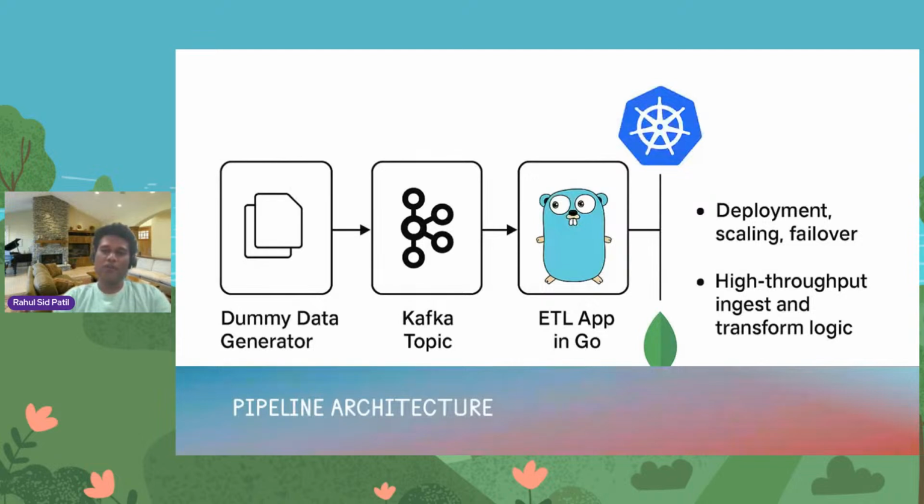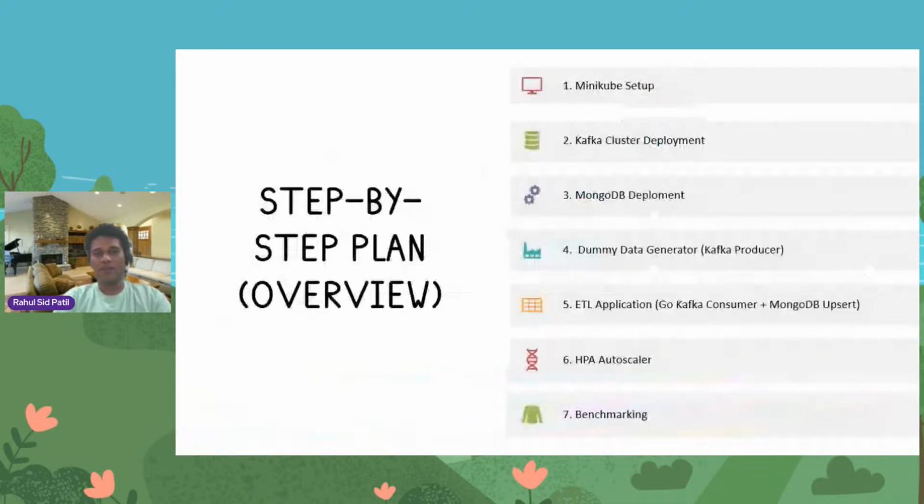Next, I will walk you through the step-by-step plan to set this up on your own local machine. So here is a step-by-step plan to build and test our pipeline from scratch. We will start by setting up Minikube, which gives us a lightweight Kubernetes cluster running locally. Then we will deploy a Kafka cluster inside that Minikube environment using Helm or custom manifests.